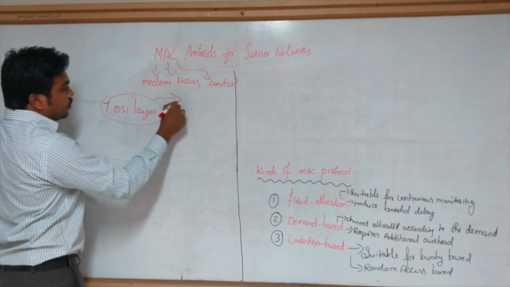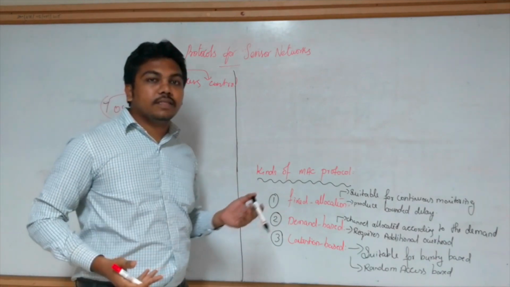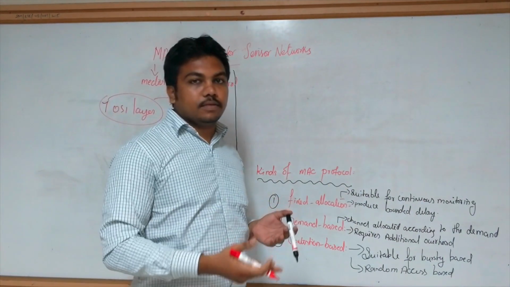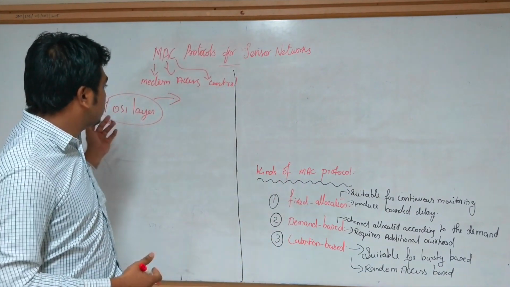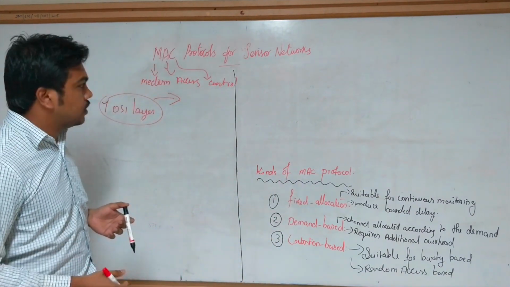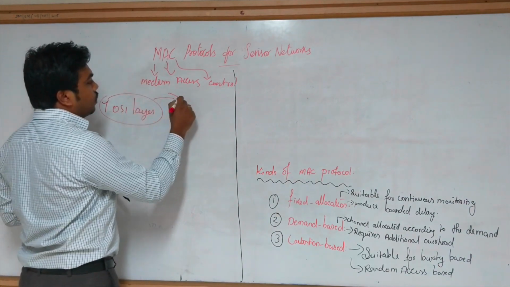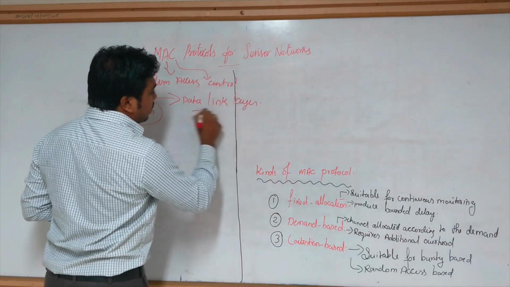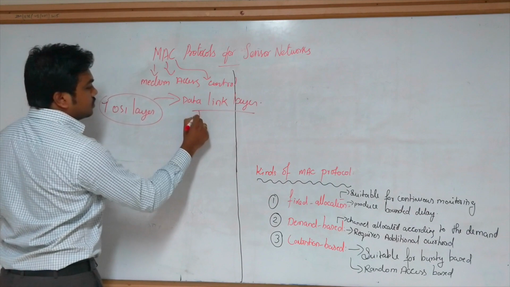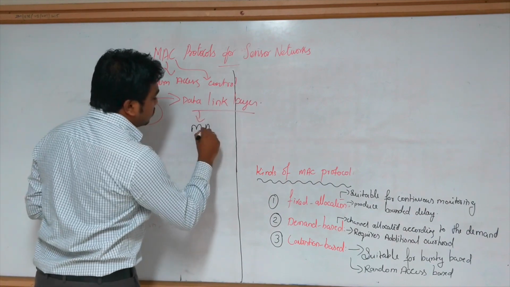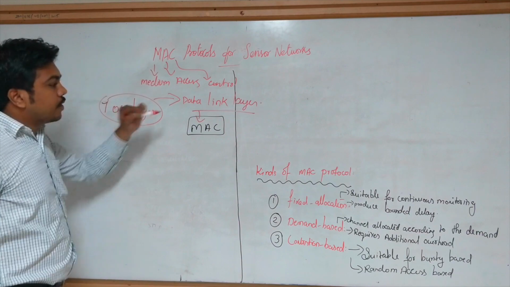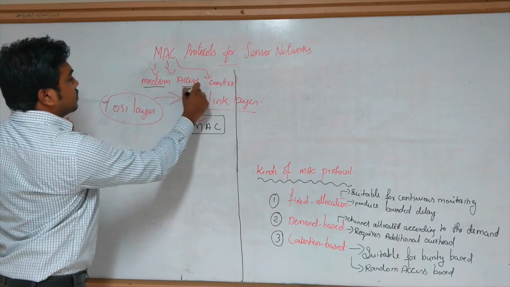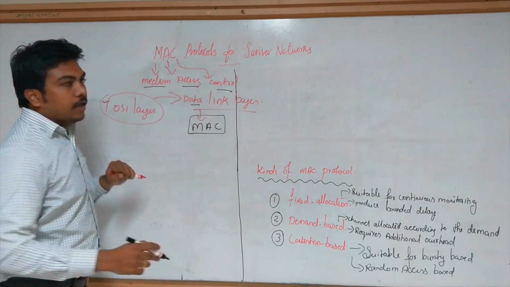And what are these 7 OSI layers? Nothing but the layers which are used to make a communication between computer devices. So just go through these OSI layers if you do not have any clear idea about it. In the 7 OSI layers, there is one layer called the data link layer. Under that data link layer, this MAC comes in. So from this data link layer and medium access control, you can get some idea.